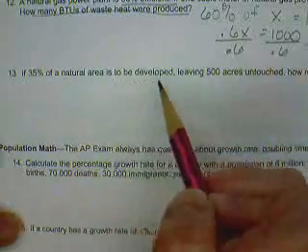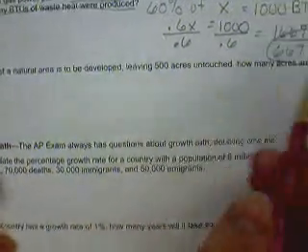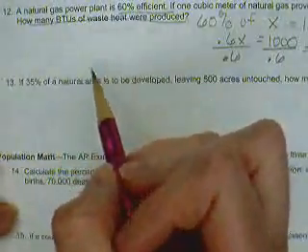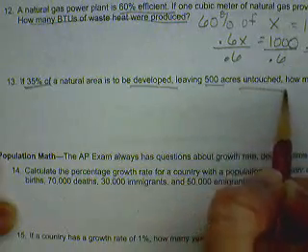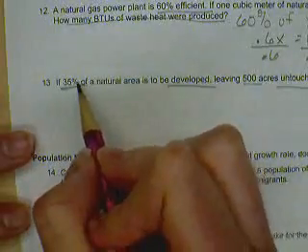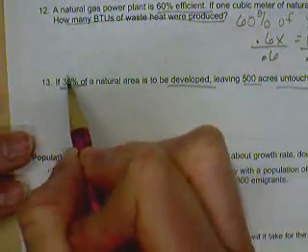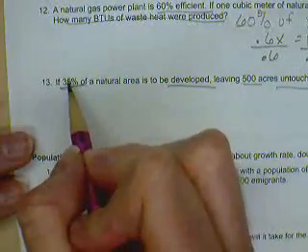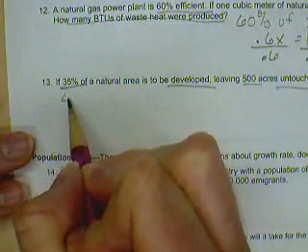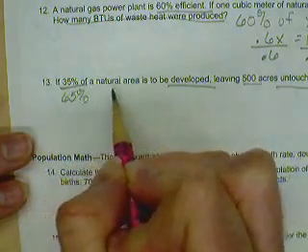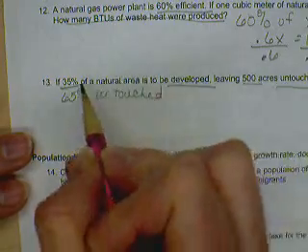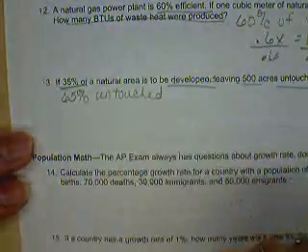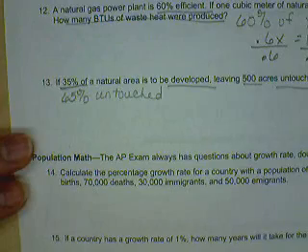If 35% of a natural area is to be developed, leaving 500 acres untouched, how many acres are to be developed? So 35 is the developed area, 500 is the untouched. Well, if 35 is developed, and it has to equal 100%, so 100% minus 35% gives me 65% that's untouched. So again, 35 is developed, 65 is untouched, and that's just because it has to equal 100%.